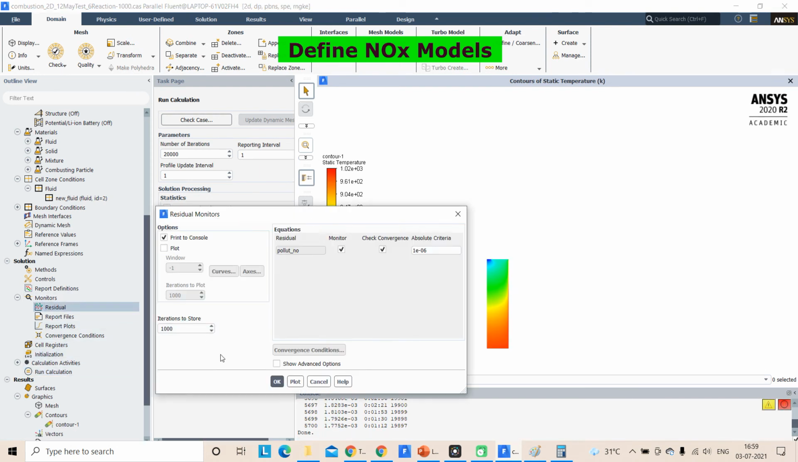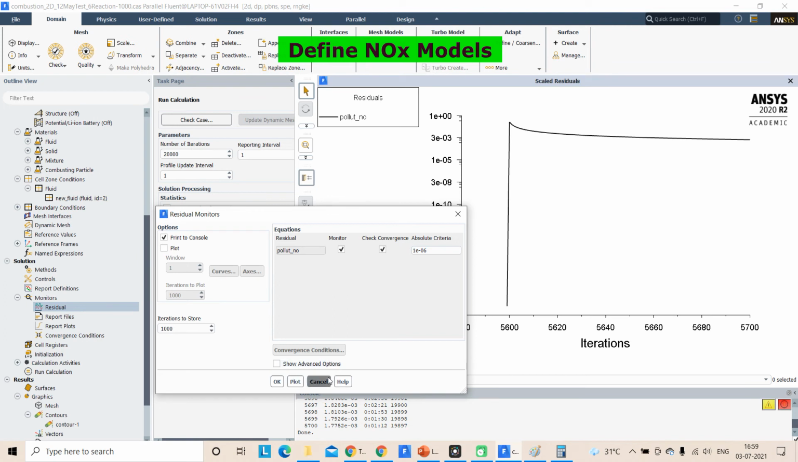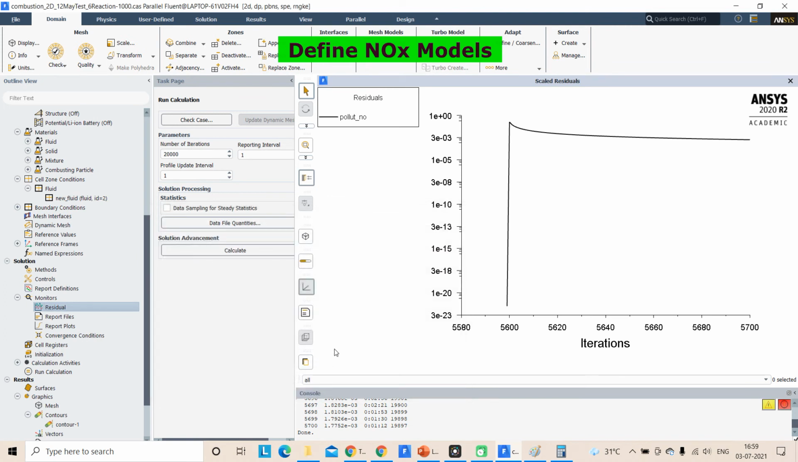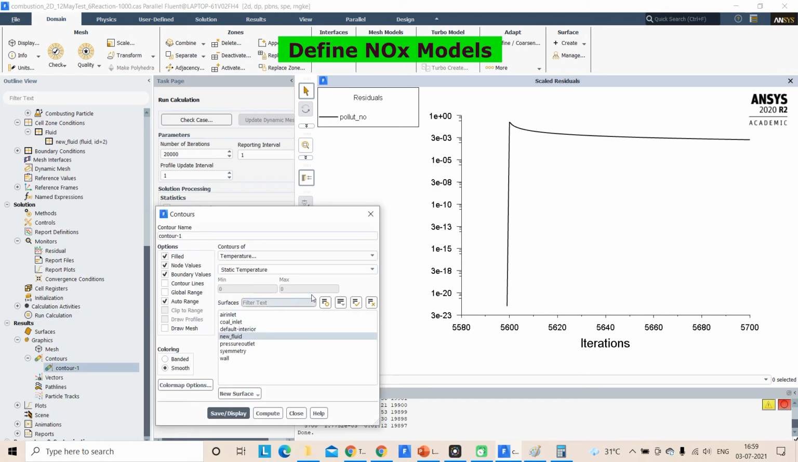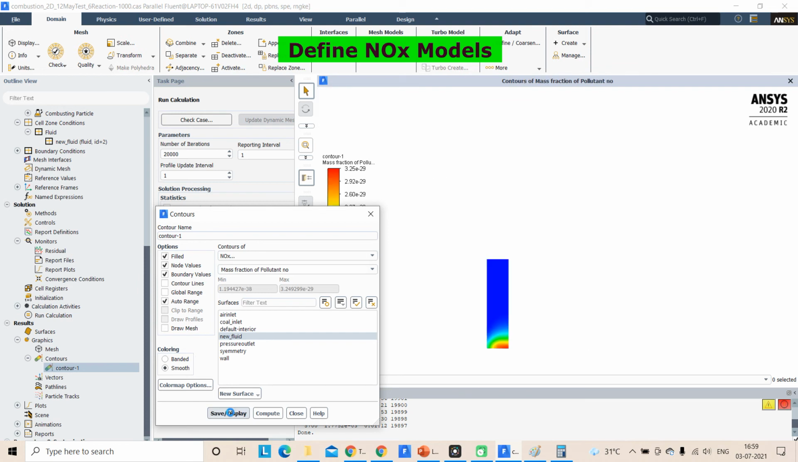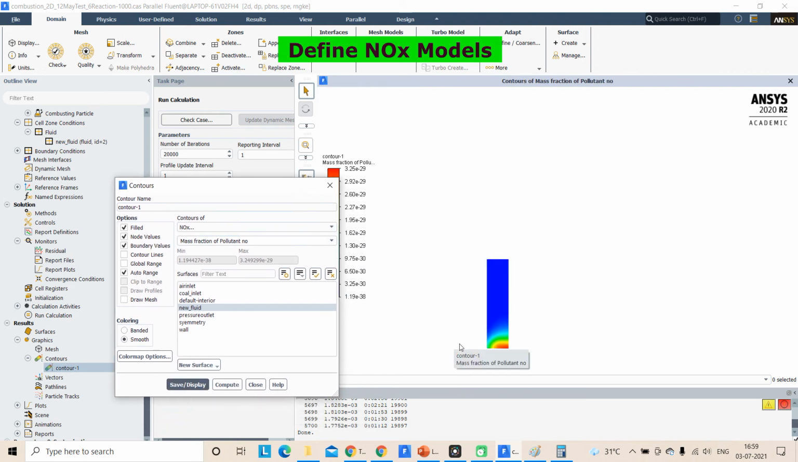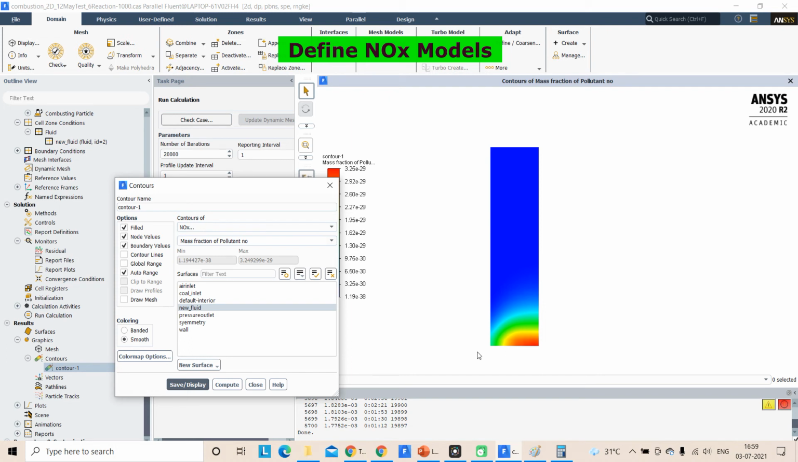We can see the residual. Then we can check the concentration of the species, whether it is formed or not, because it won't take that much time. Here is the mass fraction of the NOx. NOx is formed at the outlet because the temperature is high. Similarly, we can check NOx. Here this is the mass fraction. We can also check the mole fraction of the NOx here.